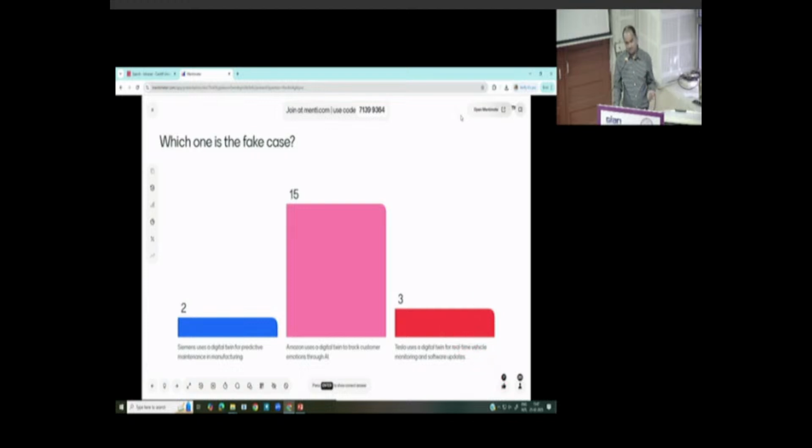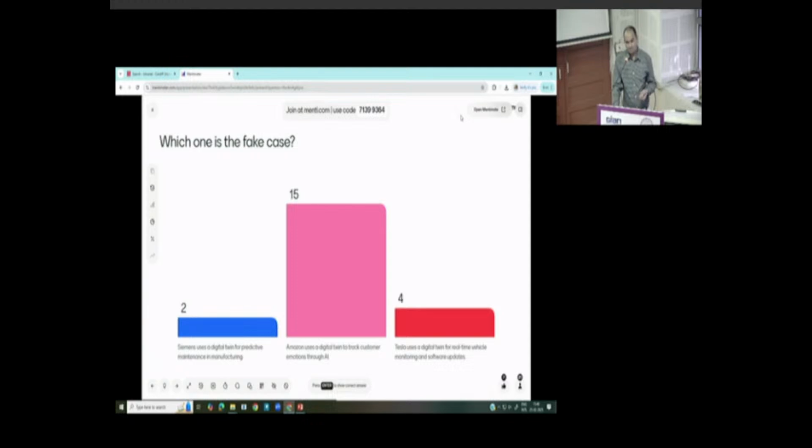Just now, in the previous question, we talked about the application of digital twin for machine failure prediction and optimized inventory. Two students mentioned that Siemens using a digital twin for predictive maintenance in manufacturing is a fake case. Do you think that this is a fake case? No. As I said in the last question, the data that we collect from these machines and equipment, the AI analyzes it and predicts when your machine will fail, and it does the predictive maintenance. So obviously that is not a fake case, that is a real one.